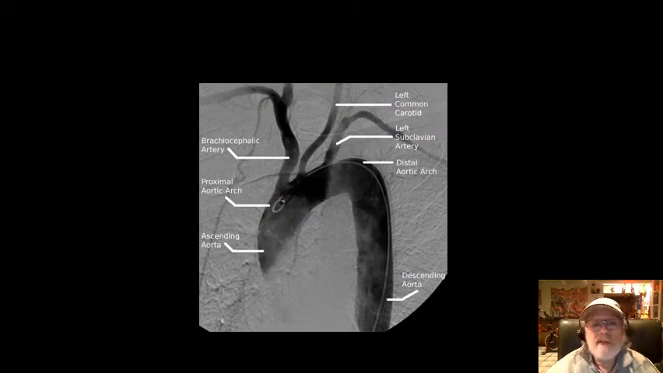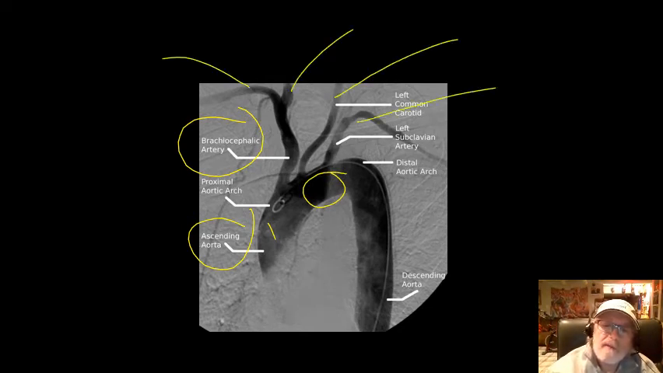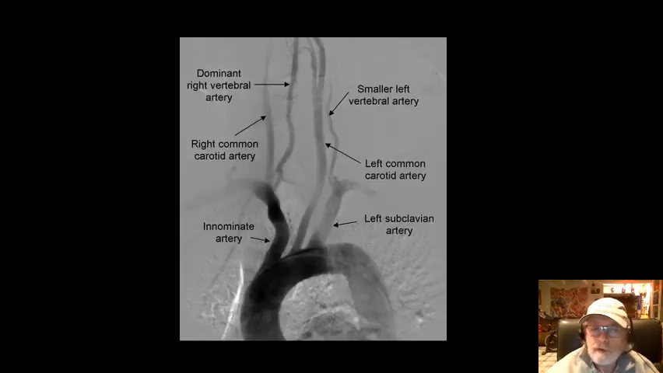Okay. And that's the same thing we saw. So this is now the one we just saw before, but now annotated. So you see the same thing. Here's the brachiocephalic trunk. Here's the ascending aorta. Here's the aortic arch. Okay. Here's the right subclavian. Here's the right common carotid, left subclavian, just like we talked about before.